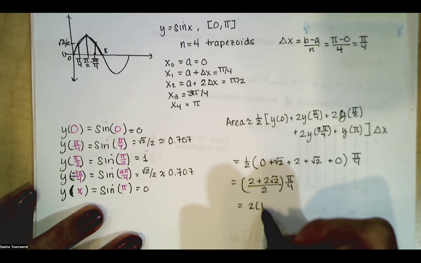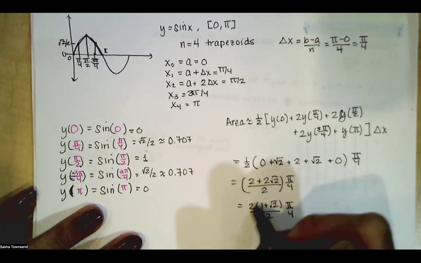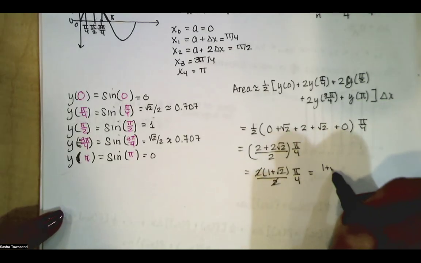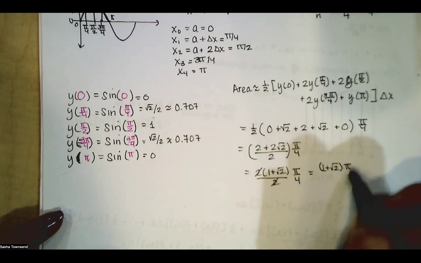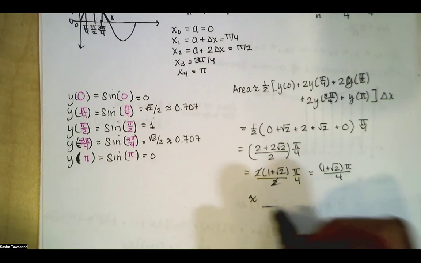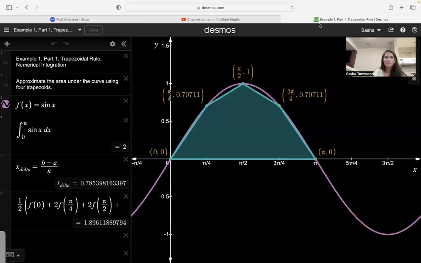And we can factor out a 2 in that numerator, and we can simplify those 2's. And so we get 1 plus the square root of 2, times pi, all divided by 4. And we can use Desmos.com to get an approximation of that. So this is our picture. We've plotted all of those 5 points, and we've drawn some line segments so that we can see the various areas that we're computing.